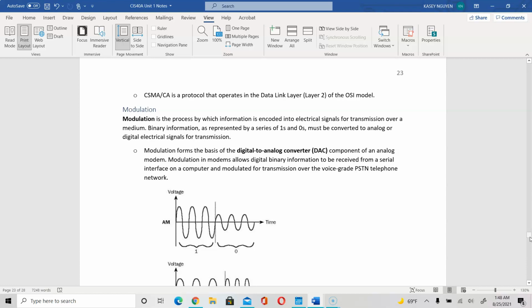Next, we're going to talk about modulation. Modulation simply is a way to encode electrical signal that would be transmitted over the medium. It could be wireless or wired. And modulation is a form of digital to analog, using digital to analog converter. There are a lot of things that we use today that already have this built in.